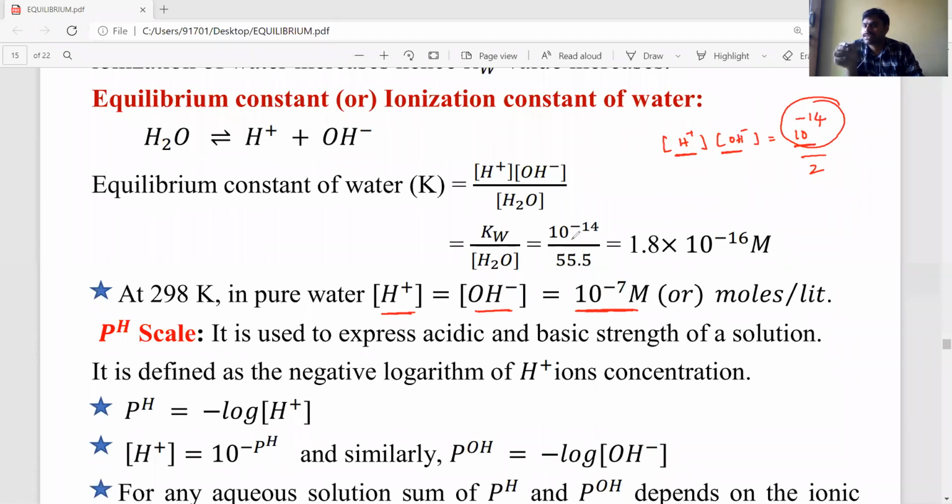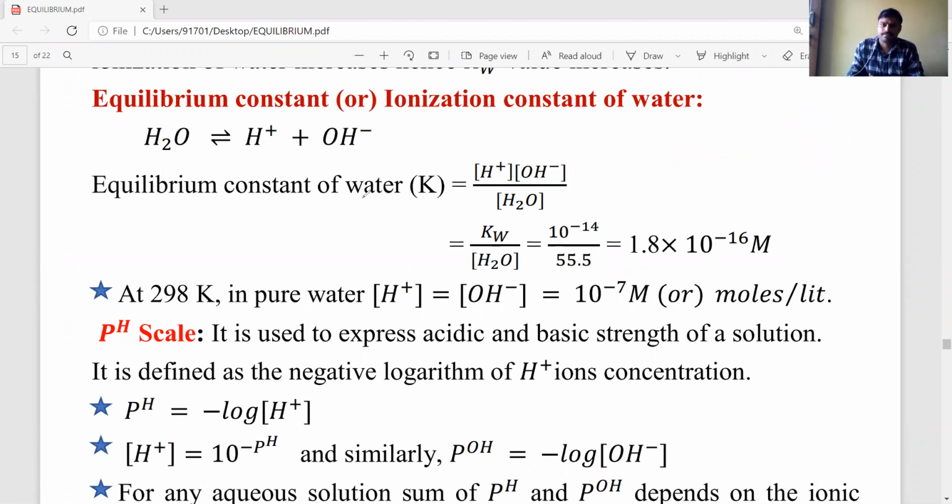So H plus ions concentration into OH minus ions concentration is 10 to the power of minus 14. So their half value is 10 to the power of minus 7. Okay. Next, we need to discuss the pH scale.